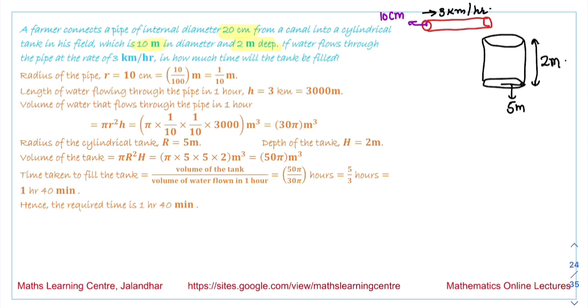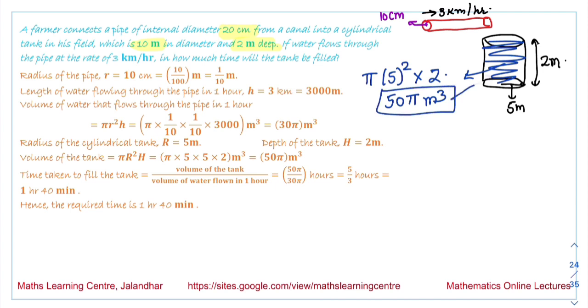So again we are saying that how much water we require is the volume of this tank, and the volume of this tank is pi r square into h. So this is 50 times pi, this much meter cube.